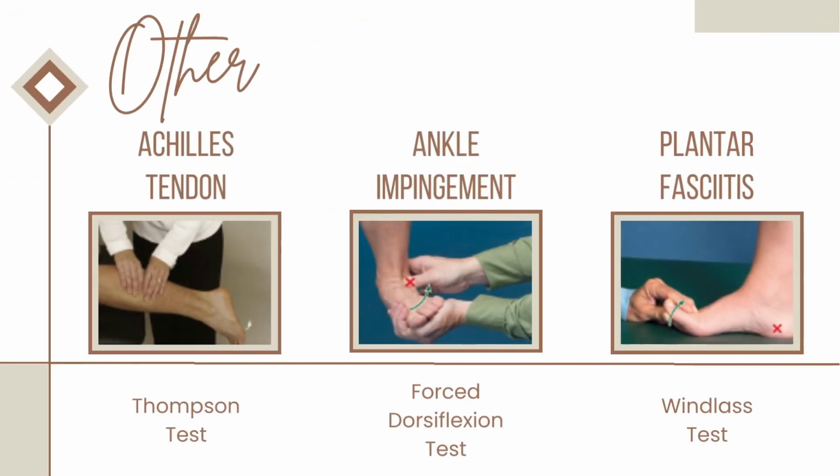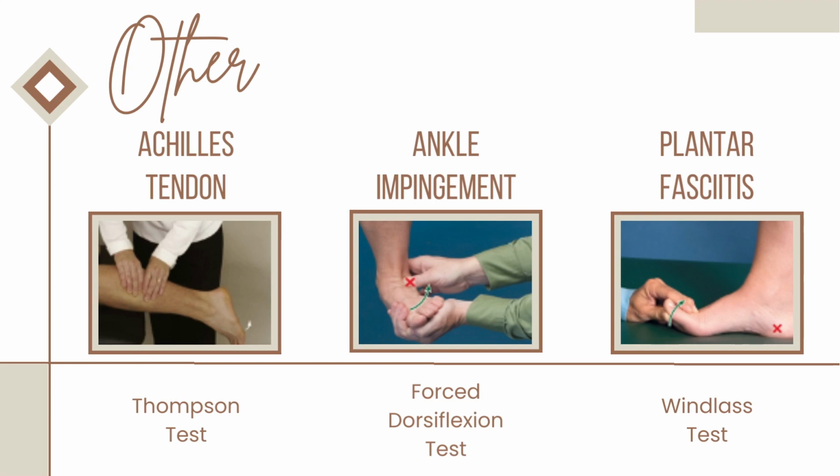Other tests for the ankle, you have the Thompson test, not to be confused with the Thomas test, which is an iliopsoas muscle length test. The Thompson test is to test for the integrity of the Achilles tendon. What you will do is squeeze the gastroc and see if the foot plantar flexes. If the foot fails to plantar flex when squeezed, that would indicate rupture of the Achilles tendon.